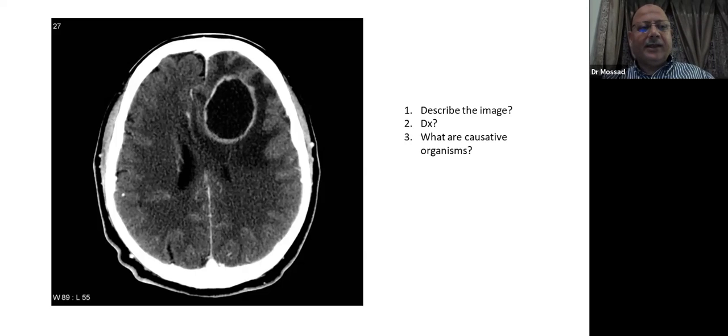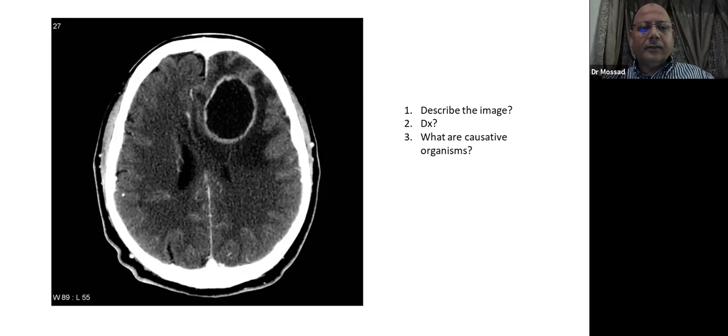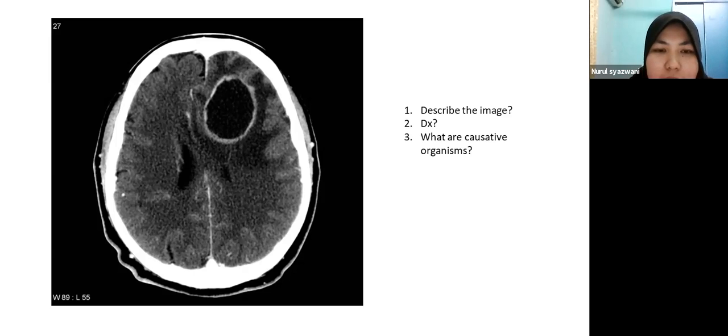Any comment from the presenter? Because we have few minutes to finish, please. I think what ABC said is true, this picture is a CT scan of the brain showing a hypodense lesion at the frontal area. We can see there is a midline shift, and also compression at the ventricle area. So the diagnosis is brain abscess, and the causative organism is Streptococcus species, such as Streptococcus pneumoniae. But other organisms can also be Staphylococcus aureus.